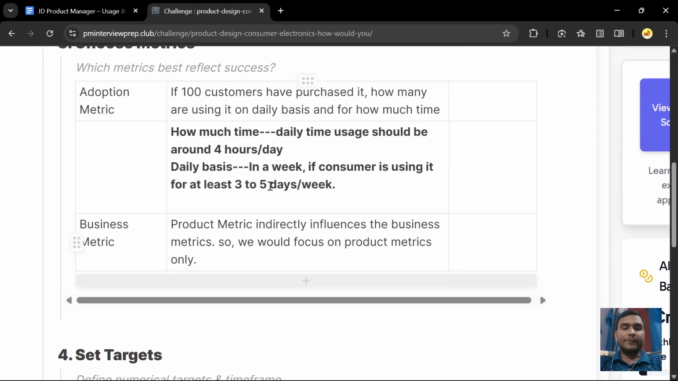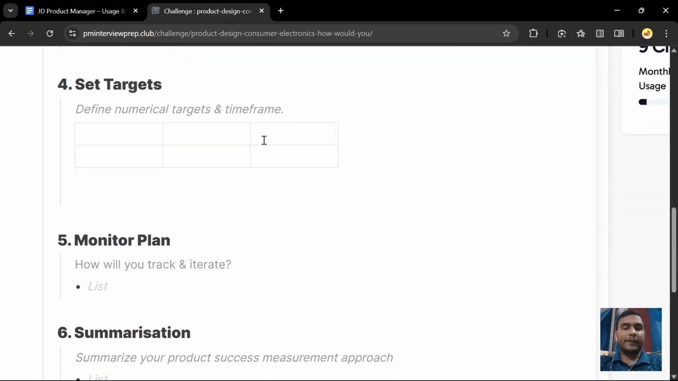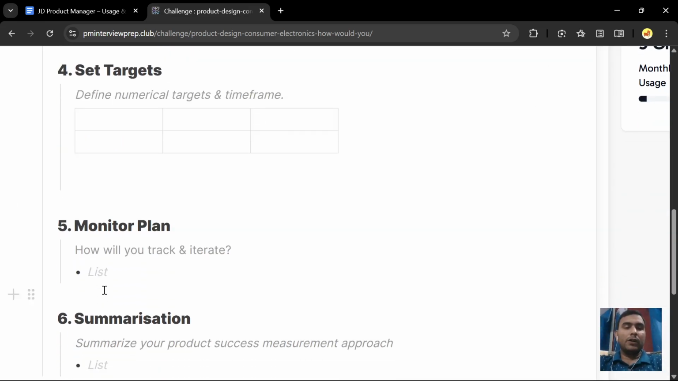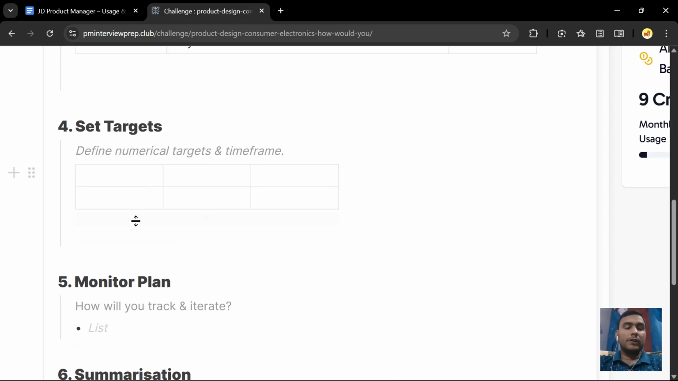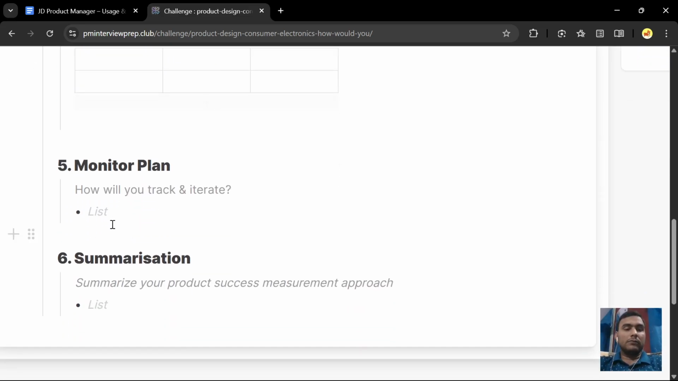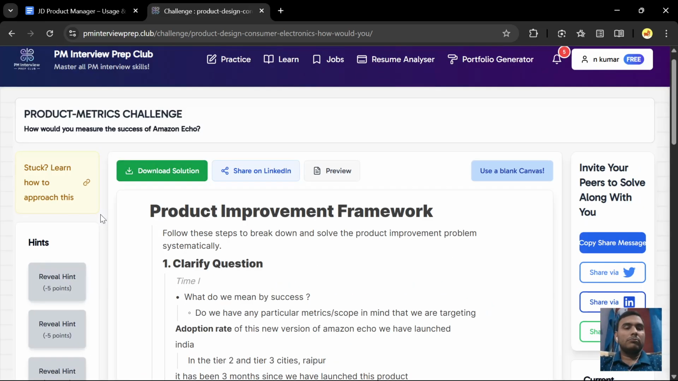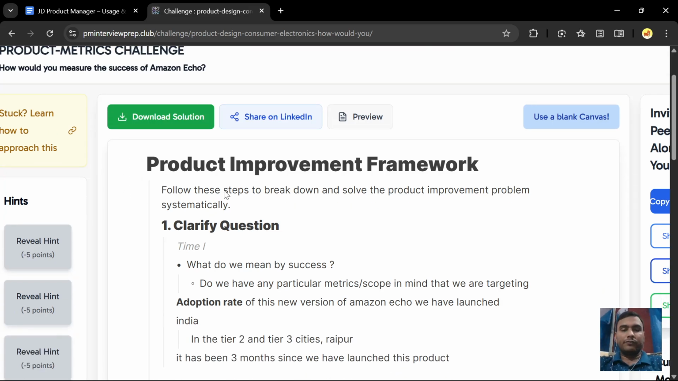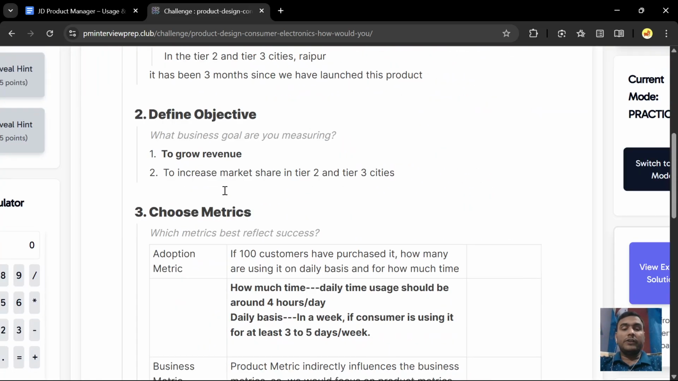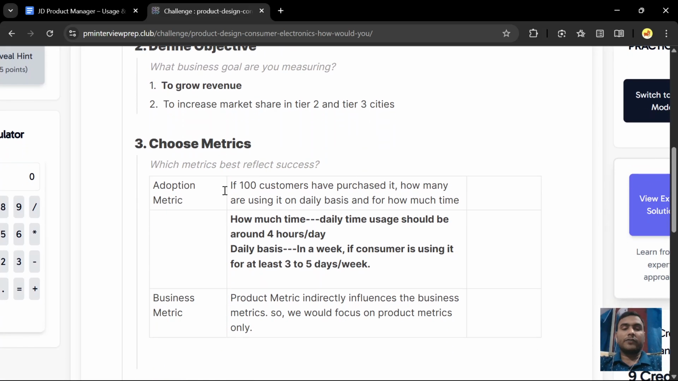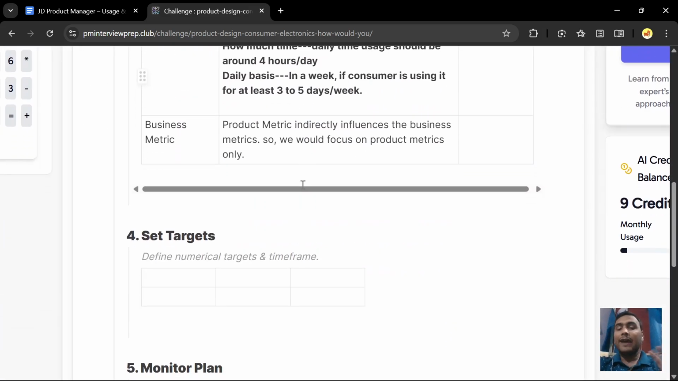So this is the target I have set, the ideal time we are tracking. We can list down these targets, and this is how we will track, iterate and monitor. Our prompt was measuring the success of Amazon Echo, so we did define our metric for success, and this is our ideal target.